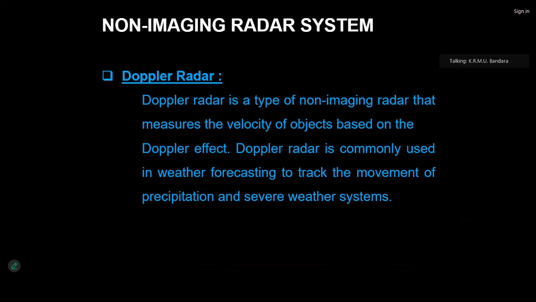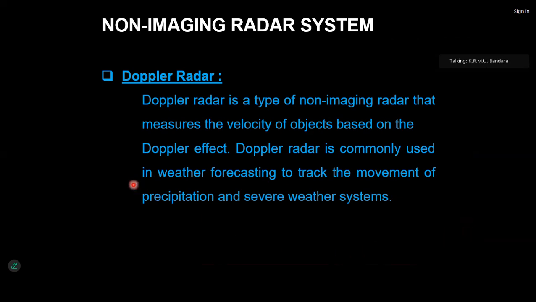Okay, this is the Doppler radar actually doing it there. What is the Doppler effect? You can identify it very clearly as explained in that video. You can go through it again and identify what the Doppler effect is. The other one, Doppler radar, is a type of non-imaging radar that measures the velocity of the object, based on the Doppler effect.